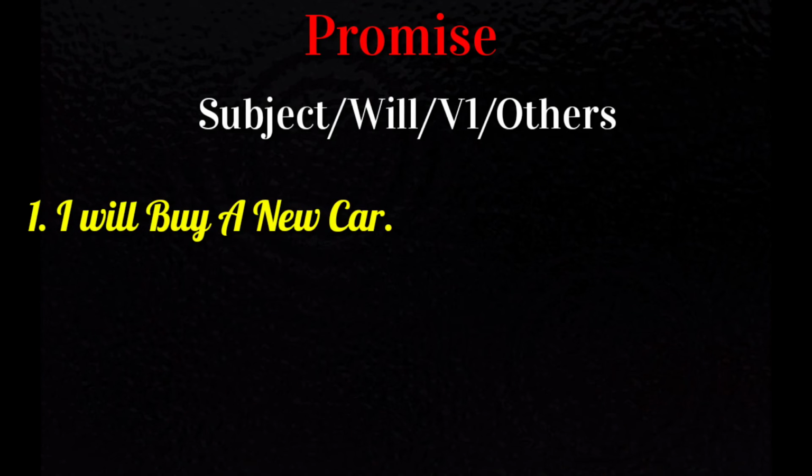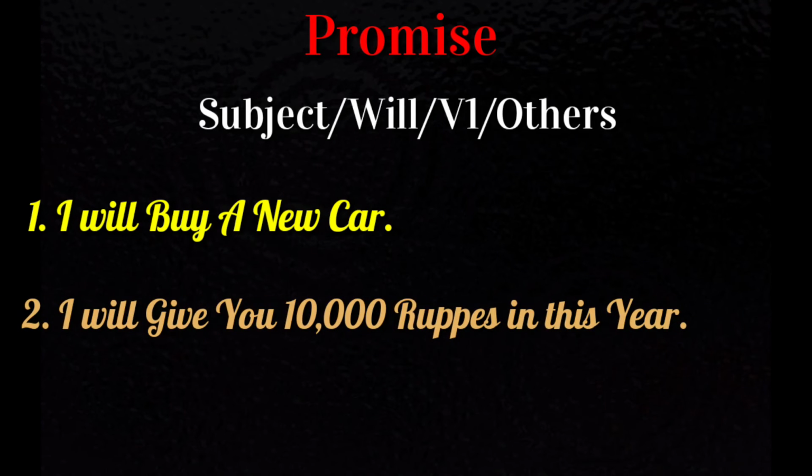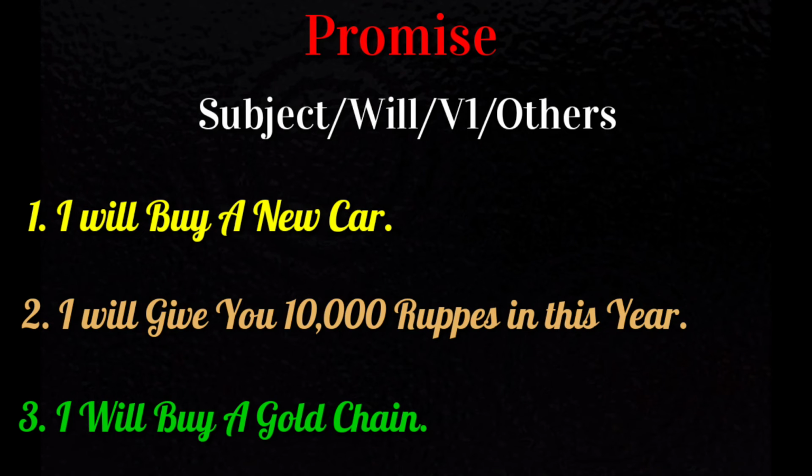So if I talk about the third one, promise: I will buy a new car. You can say that I will buy a new car. It means you can promise yourself and you can promise another person as well. For example, I will give you 10,000 rupees this year. Okay friends, in this you are just promising another person that I will give you 10,000 rupees this year. The third one is I will buy gold chain. Okay friends, in this you are just promising yourself that I will buy a gold chain.